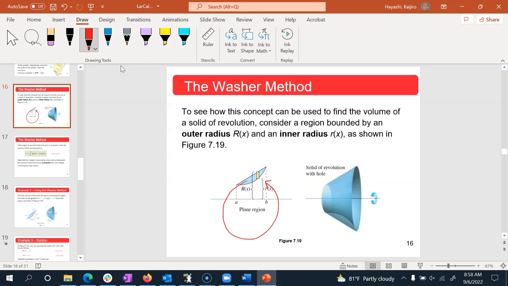And as you do more of these, you'll get better at conceiving what three-dimensional shape a two-dimensional region is going to make once it's rotated out.